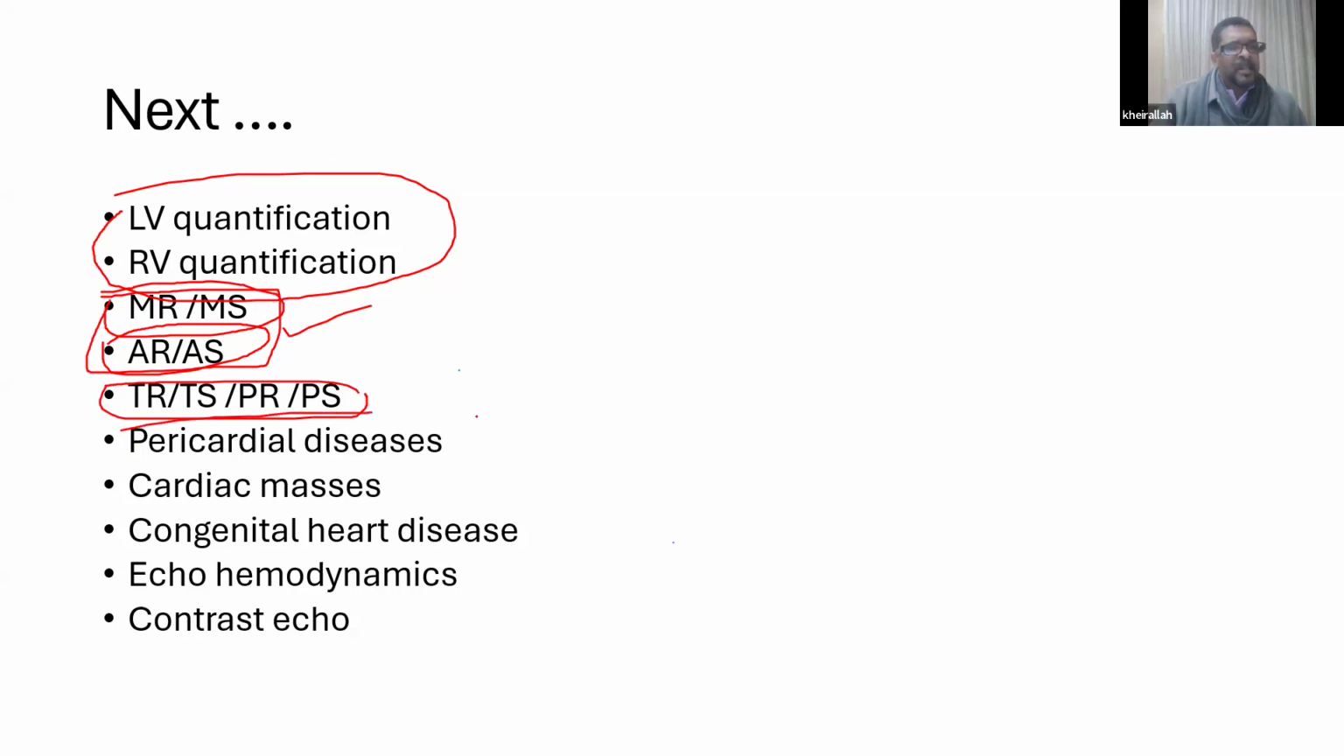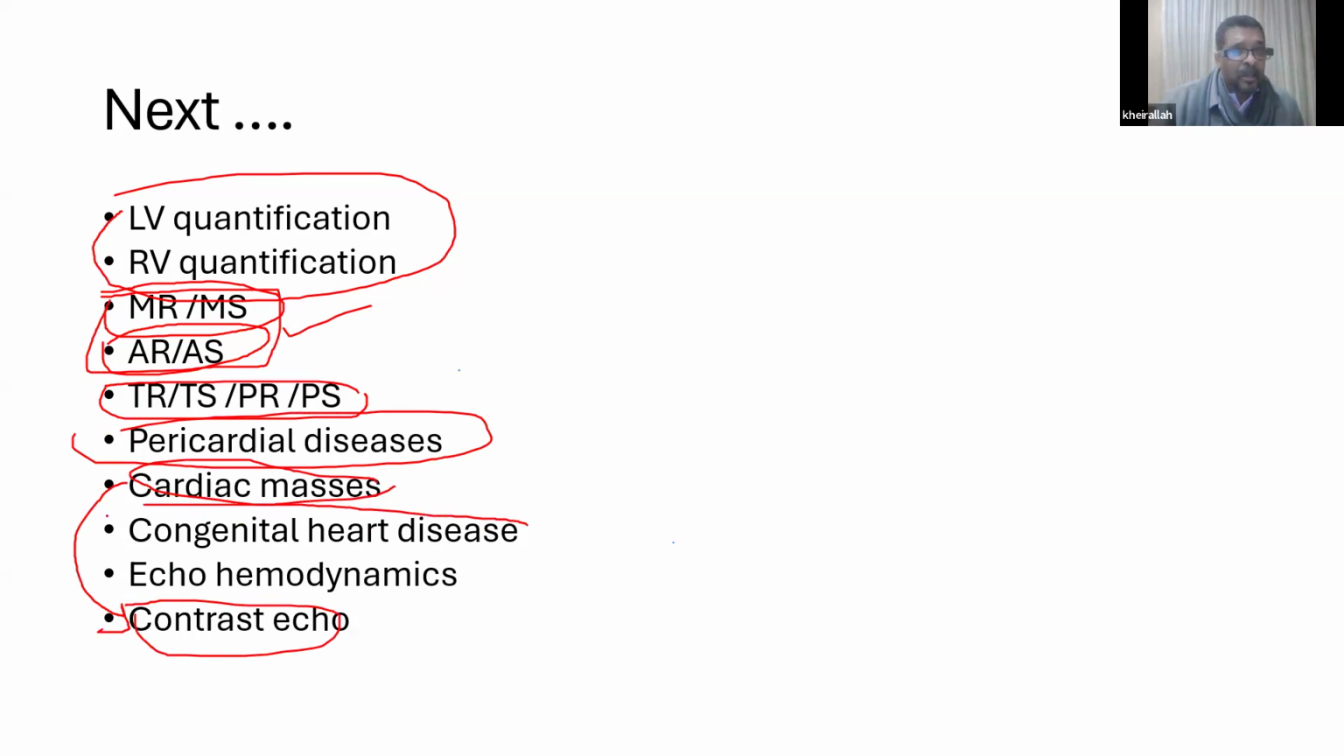Pericardial disease needs a special session. Cardiac masses is not common and not difficult, less than one session. I might include it with contrast echo, so contrast echo and cardiac masses can be in one. Congenital heart disease, because it's long, is going to be one complete session. The same applies to this one. So we have one here, one, and one. So these are 1, 2, 3, 4, 5, 6, 7. 7 sessions.